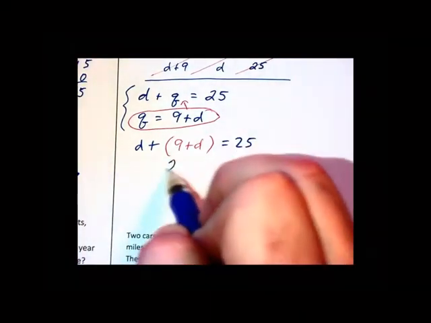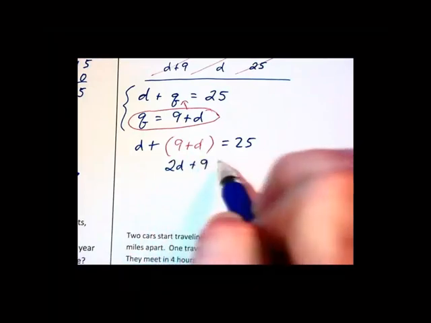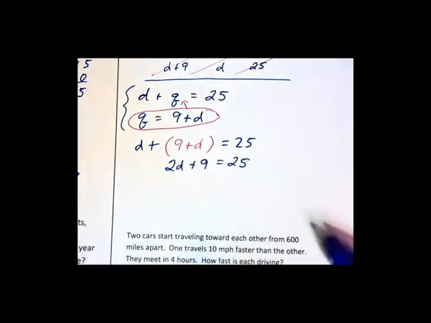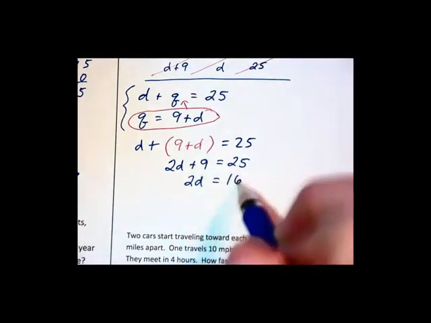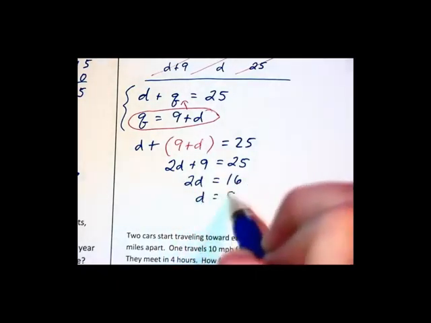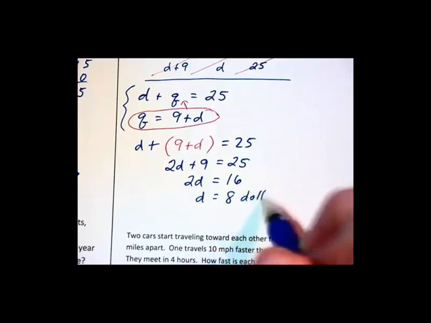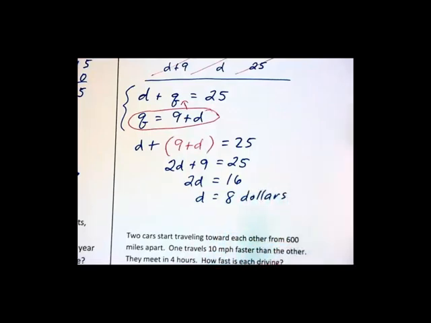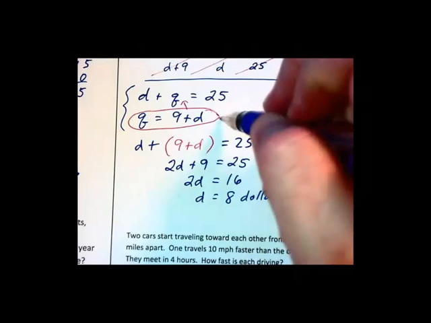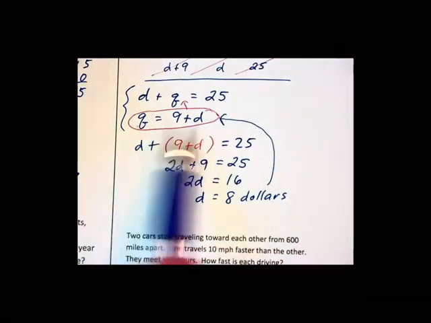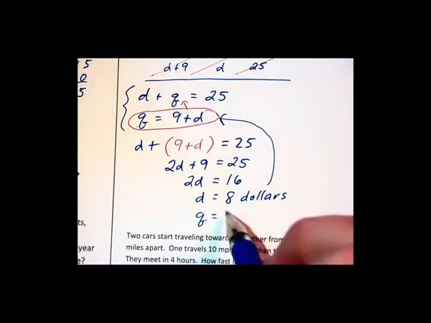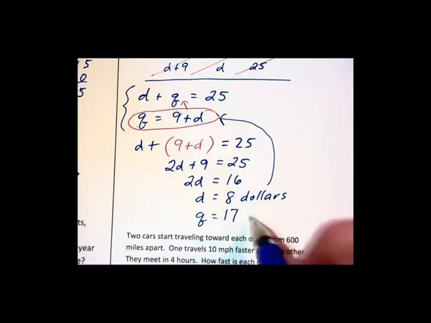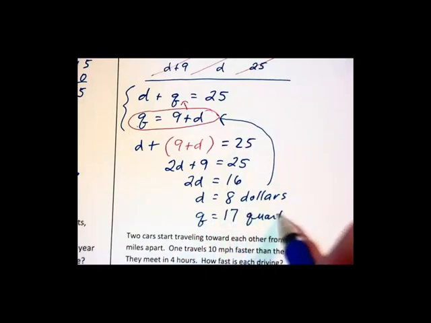Combining like terms, we have 2D plus 9 is 25. Subtracting 9 on each side, we have 2D is equal to 16. Therefore, D is equal to 8 dollars. Substituting into maybe that equation there, Q equals 9 plus D. Number of quarters will be 9 more than the number of dollars, so 8 plus 9 is 17. And we're going to have 17 quarters.